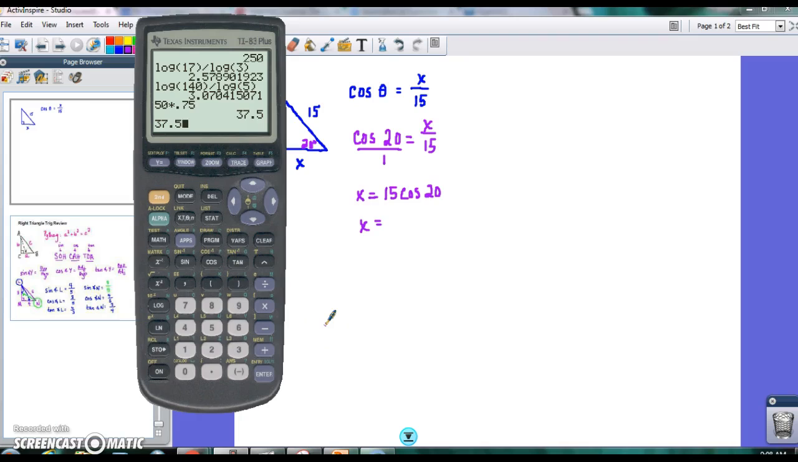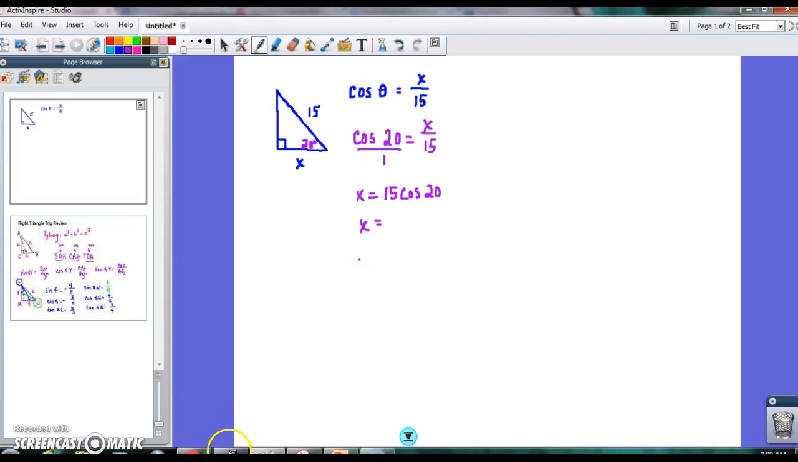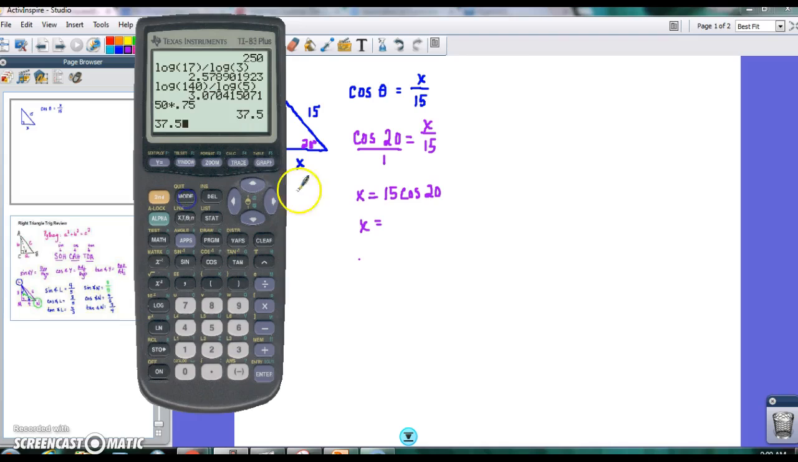One thing to make sure before you do any trig problems, press the mode button, which is next to second, and look down. It's about the third one down, and it says radian or degree. Make sure you're in degrees, which mine is. That's one that's highlighted. If you're not, you're going to get the wrong answer. We will get to radians, and we will talk about radians eventually. But make sure you have your calculator in degrees. So if I'm going to do this, I can just do it 15 cosine of 20.